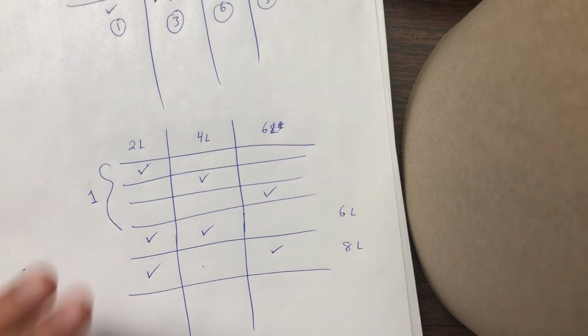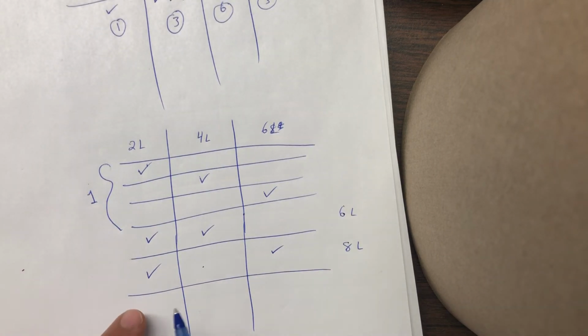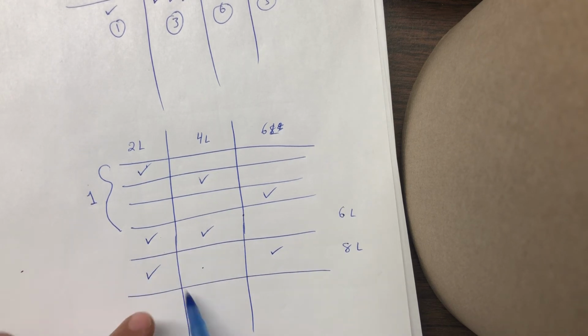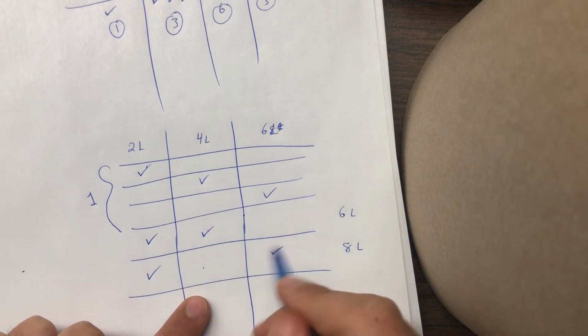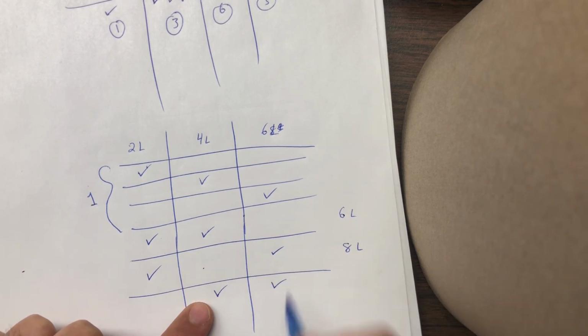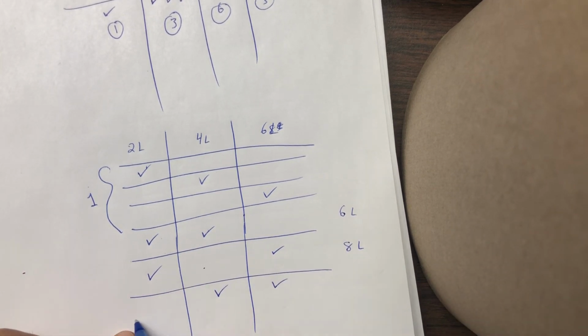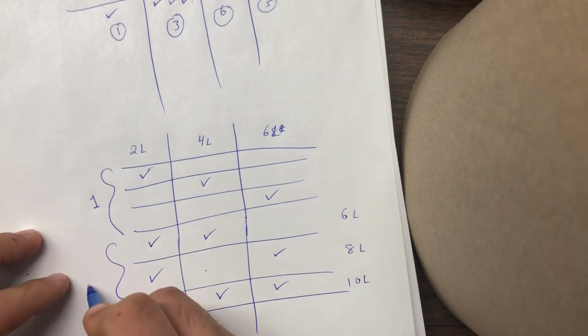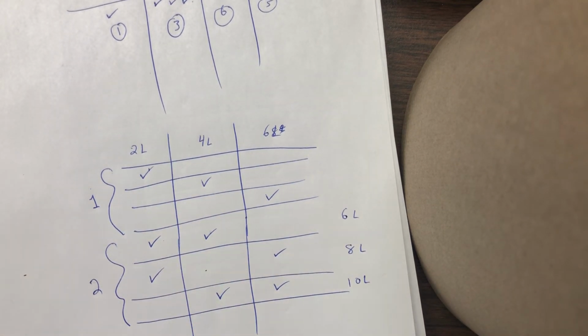Again, this chart is keeping me organized. I already did 2 and 4, 2 and 6, so I'm done with the 2. I'm gonna move on to the 4 and 6. I'm gonna use the 4 and the 6 together, 4 plus 6, that is 10 liters. So now we are done with using 2 jugs at the same time. Again, using this chart kept us organized.